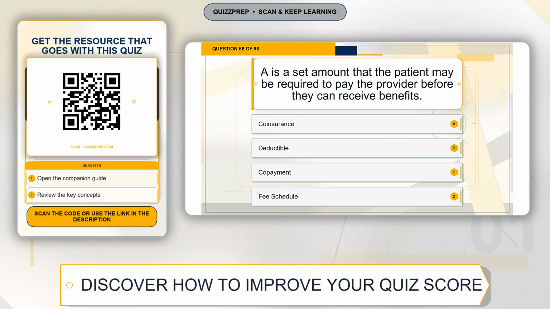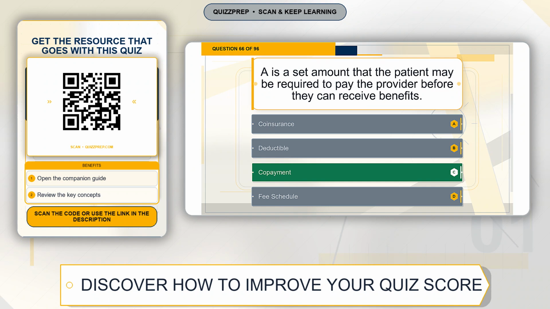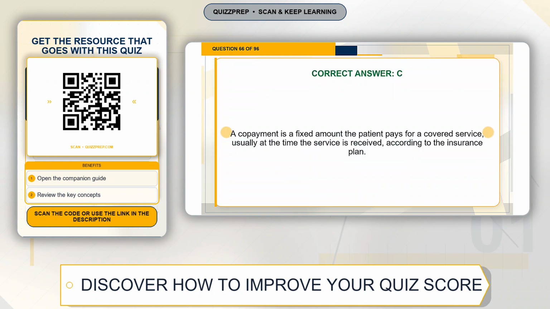Question 66. A is a set amount that the patient may be required to pay the provider before they can receive benefits. Option A, coinsurance. Option B, deductible. Option C, copayment. Option D, fee schedule. The correct answer is option C, copayment. Explanation. A copayment is a fixed amount the patient pays for a covered service, usually at the time the service is received, according to the insurance plan.